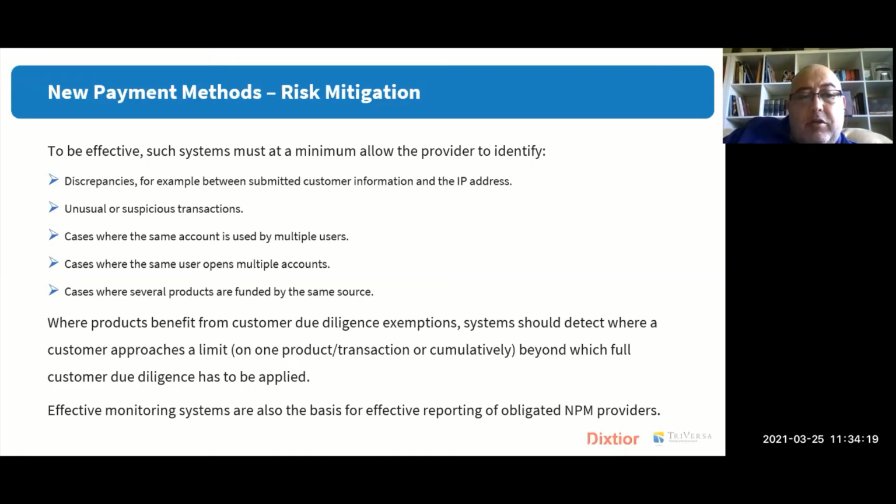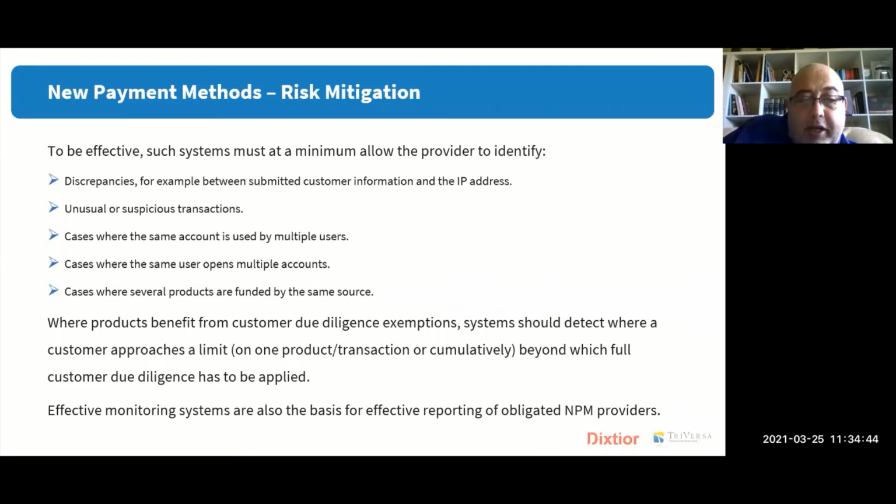Cases where the same user opens multiple accounts. This has to be controlled also. And cases where several products are funded by the same source. So all this is where we should look, and we have to have the capability to know and understand our operation, whether we are a payment service, a fintech or a microfinance bank. We have to look at this, take this concern and put it in place.